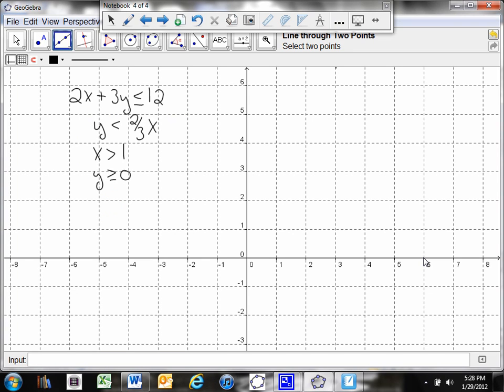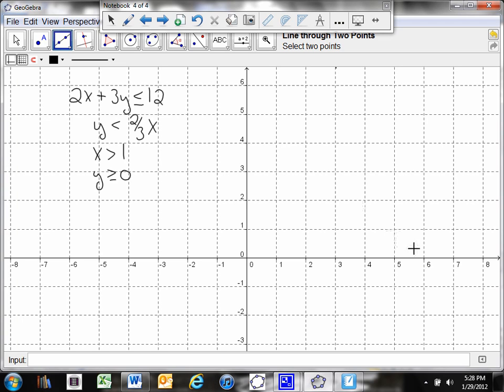Alright, here we go with the inequalities. I hope that I don't screw this up, because once you start, well, you'll see. So the first thing that I want to do is take the top inequality, the one that you see up here. The x-intercept is going to be at 6, the y-intercept at 4, and I'm going to use that to graph the line.